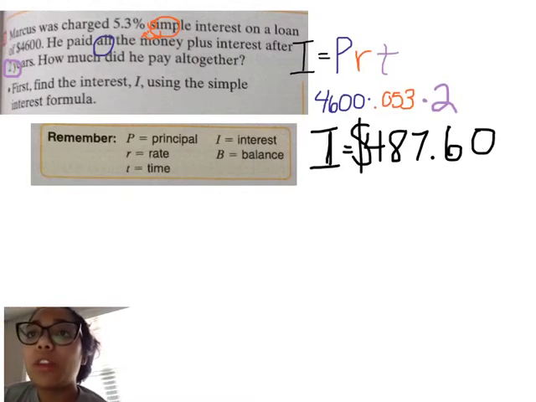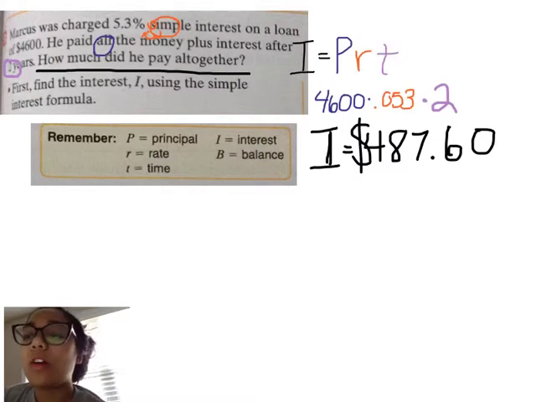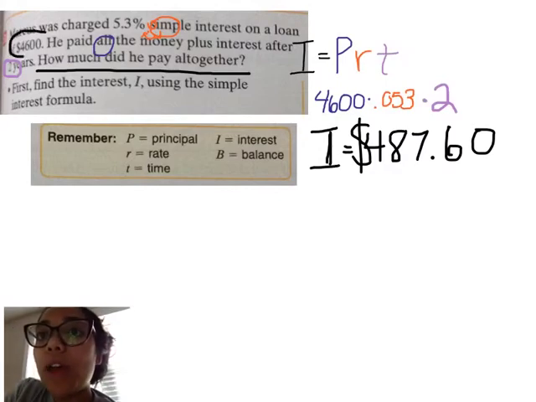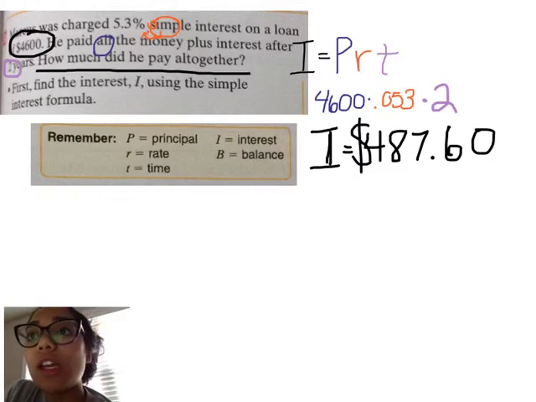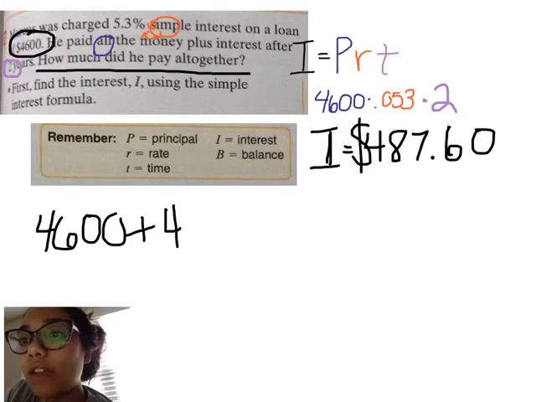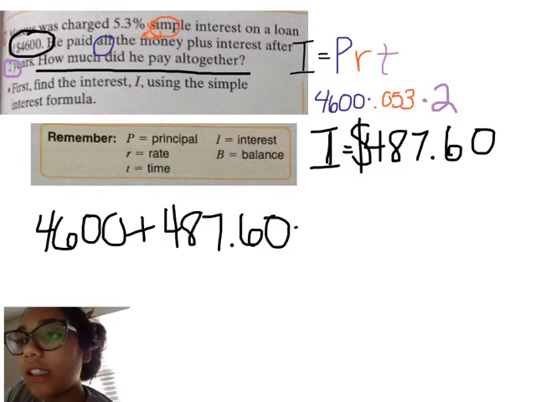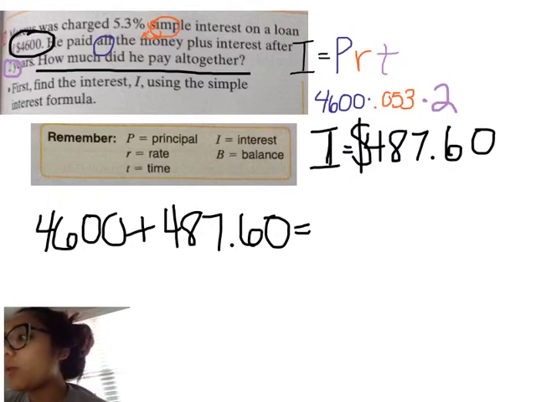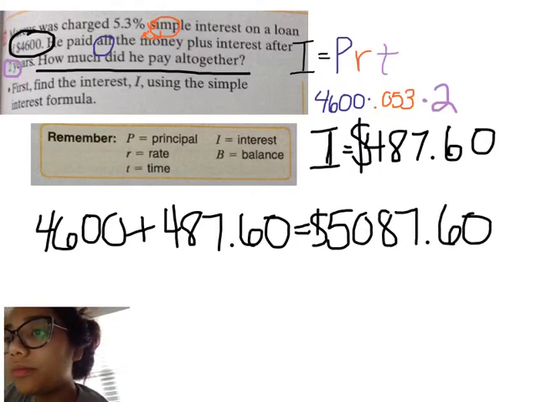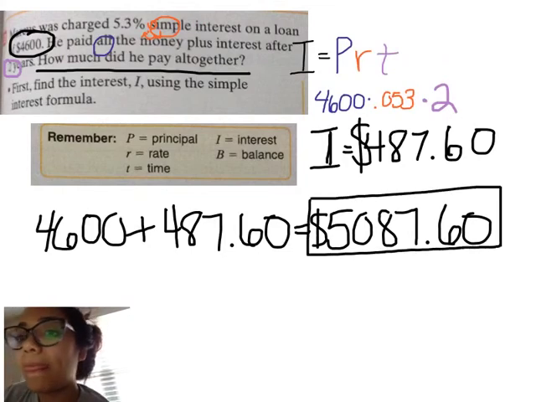So let's see if I'm done with the question. It says, how much did he pay altogether? Well, I only know how much he paid for interest. He paid $487.60, but he also paid $4,600 in the beginning, because it says he paid all the money plus interest. So $4,600 plus $487.60 is how much he paid altogether, which is $5,087.60. Awesome.